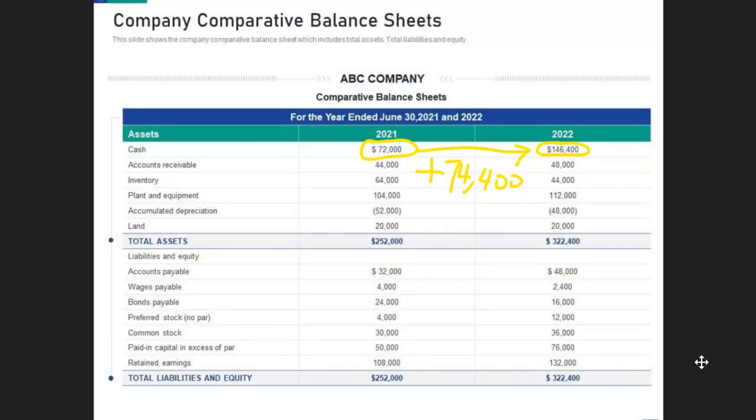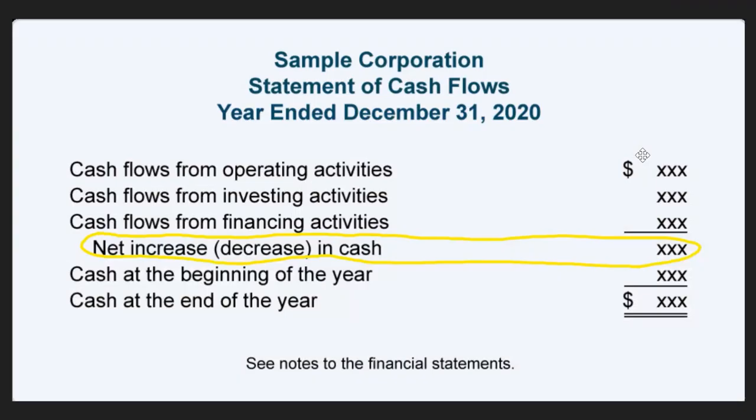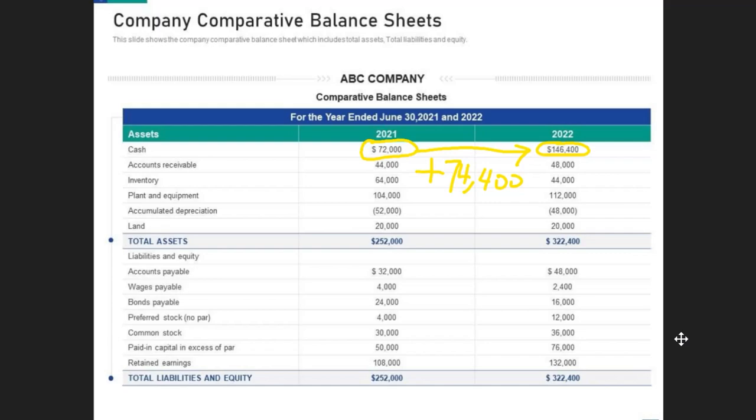If we take a look at this example, our beginning balance is $72,000 and our ending balance is $146,400, or an increase of $74,400. That net increase would come from the cash flows from the operating, investing, and financing activities, and would be reflected right here. And then your ending would be your 146. Okay, so that's a basic overview of the concept.